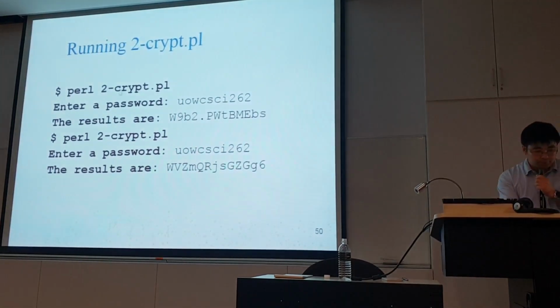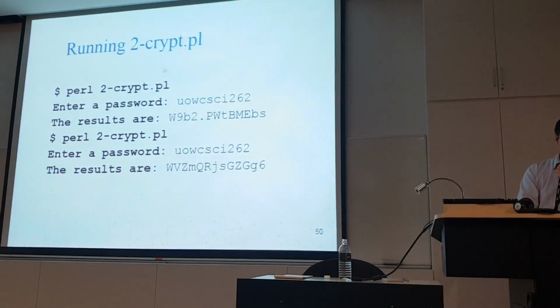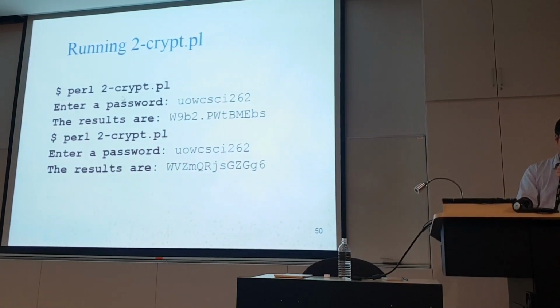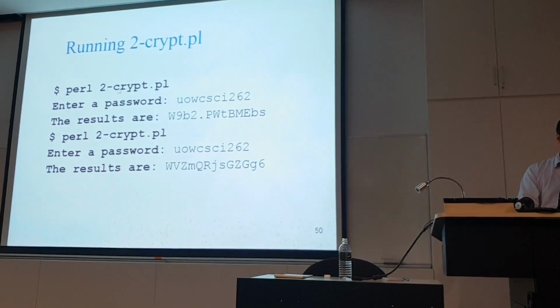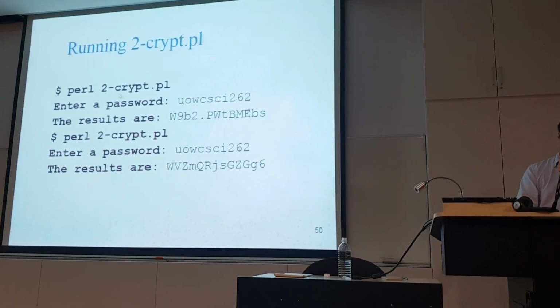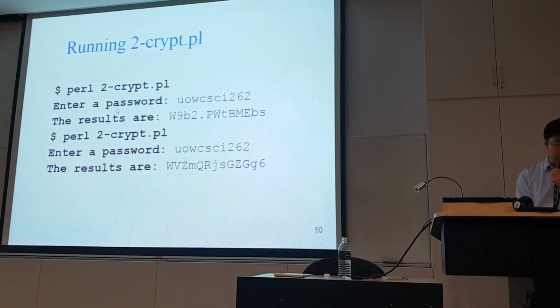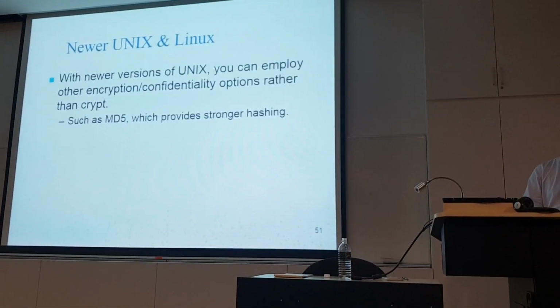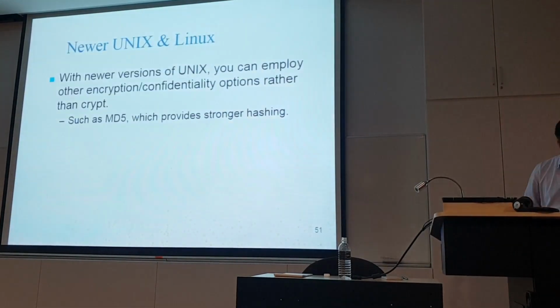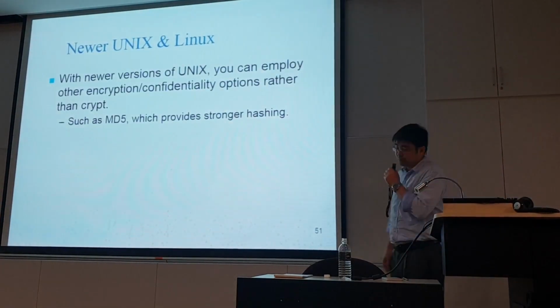So this is even in the sample code. If you are interested, you can run this code. In Unix, actually, if you install Perl on your Windows machine, you can also run Perl, right? You can install ActivePerl and then run it. This is to illustrate how this hashing and salting can be done.